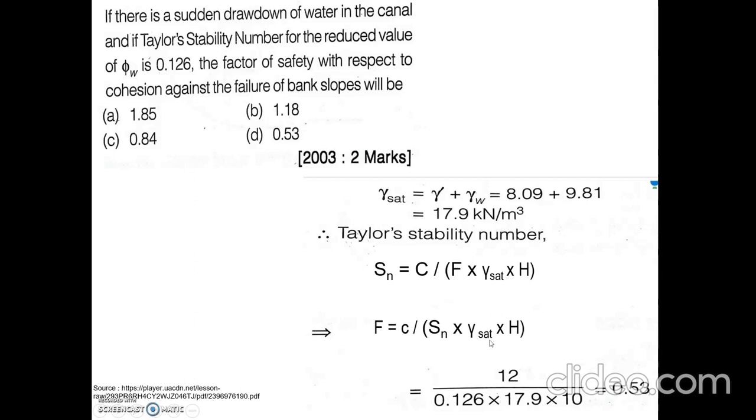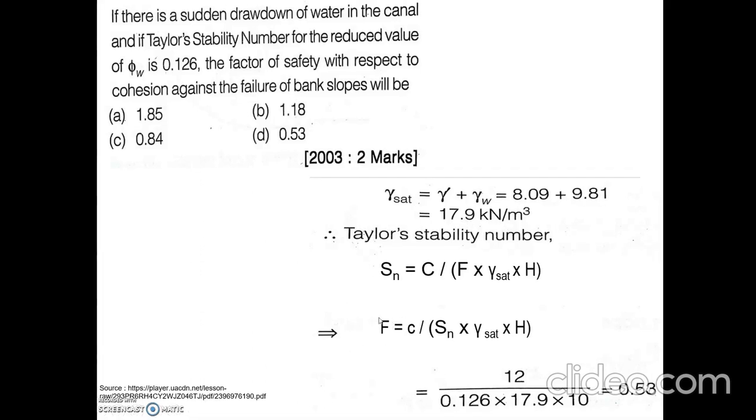So that means we will have to find what is gamma saturated. We know that gamma submerged is equal to gamma saturated minus gamma w. So since we have to find gamma saturated, then we write gamma saturated equal to gamma submerged plus gamma w. Gamma submerged was found from the previous problem as 8.09 plus gamma w is 9.81, with which we get gamma saturated as 17.9.